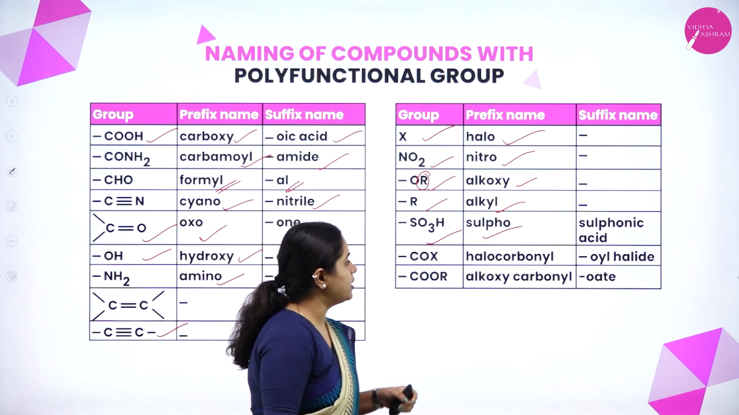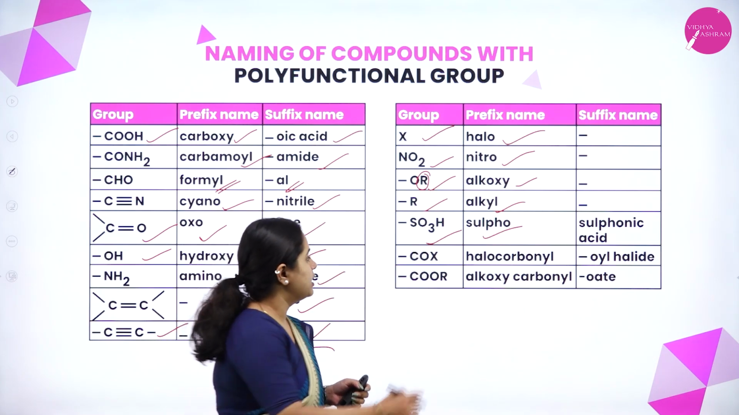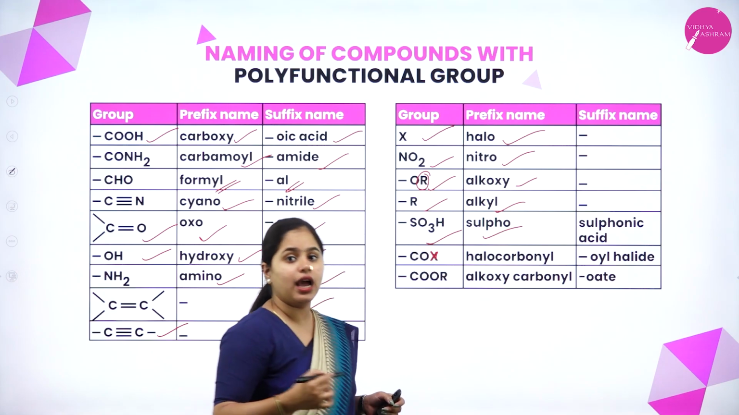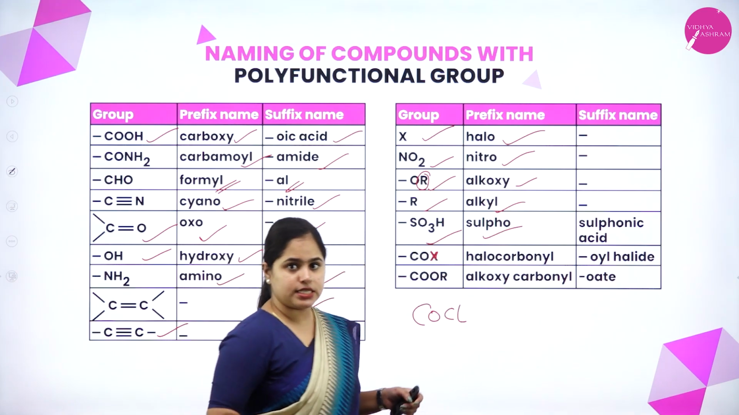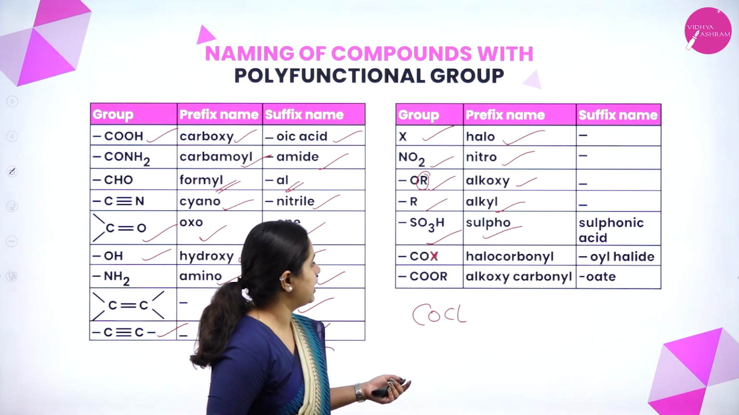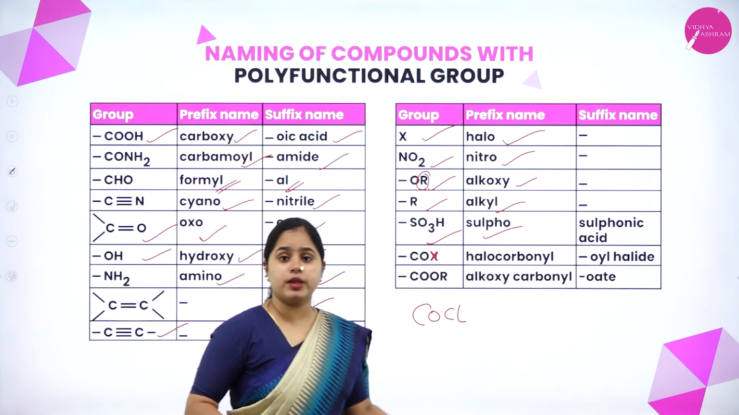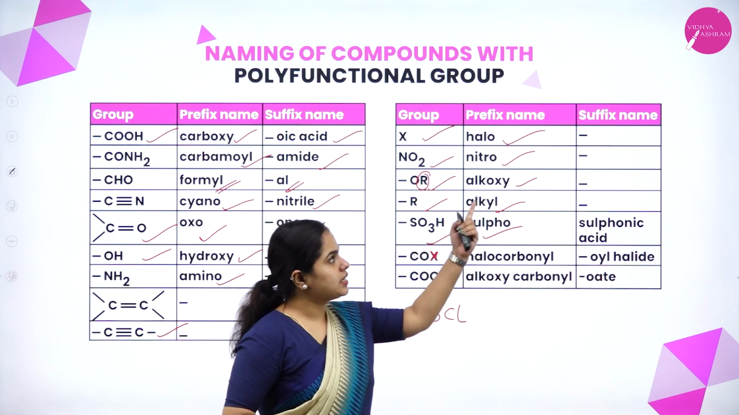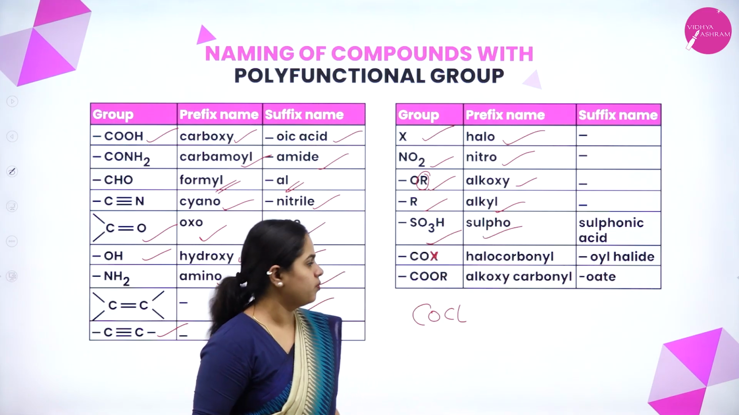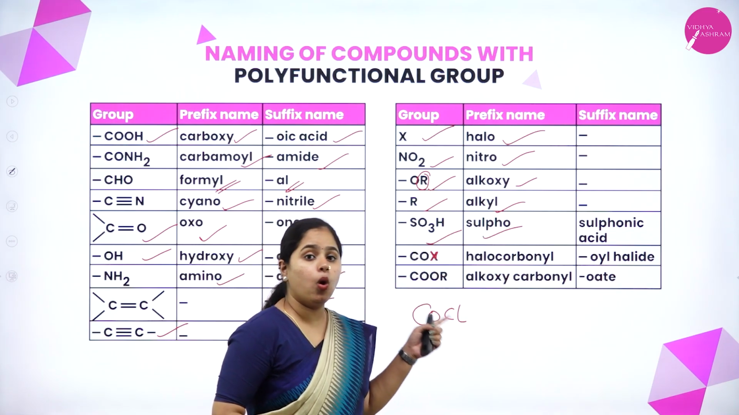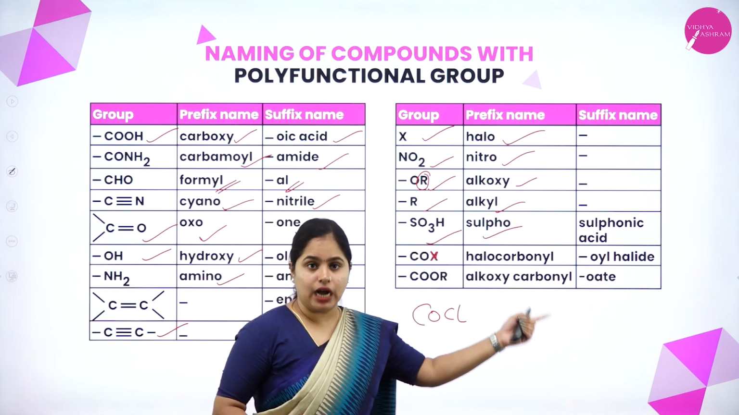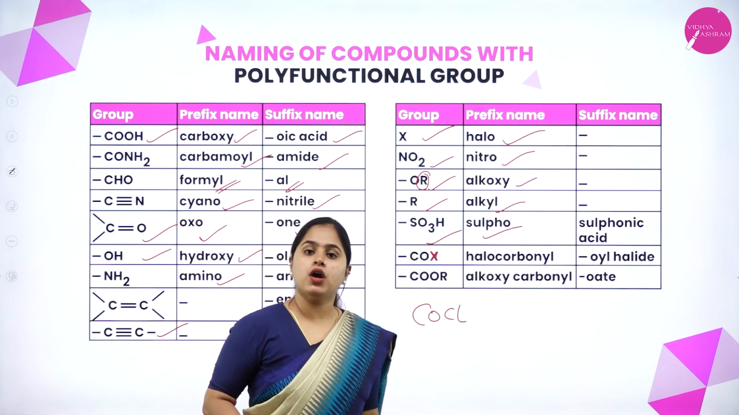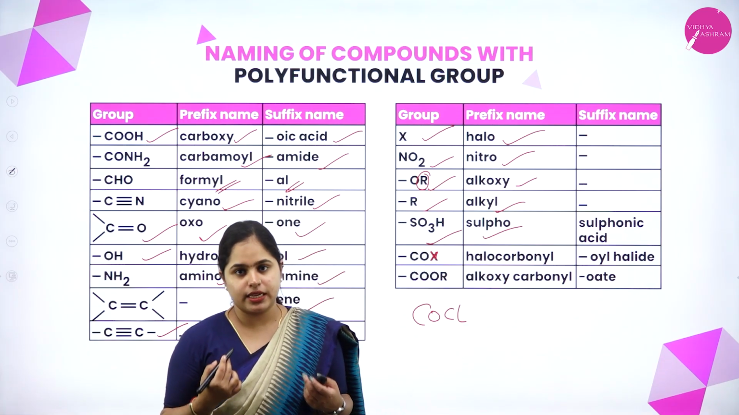Right. The next one is COX. Okay, so this X again stands for the halogen groups, right? So as you can see, COCl, this is an example. It is an acid chloride, right? So halocarbonyl will be the prefix and the suffix will be oyl halide. And the last one is COOR. It is an ester, right? So the prefix will be alkoxycarbonyl and the suffix will be oate. So I hope it is clear.